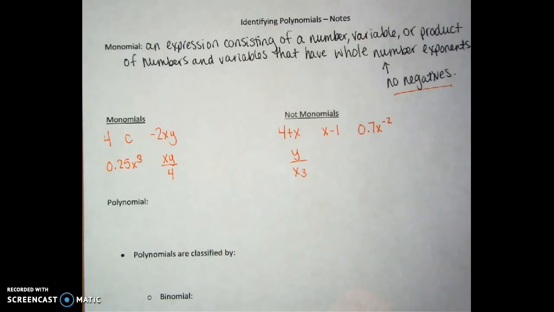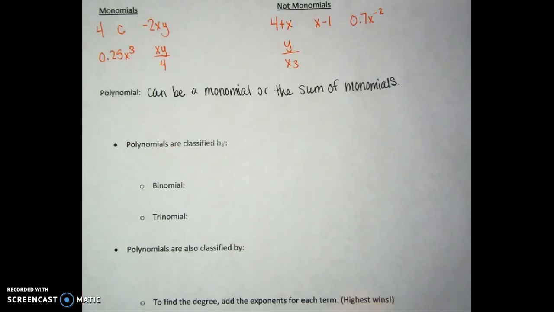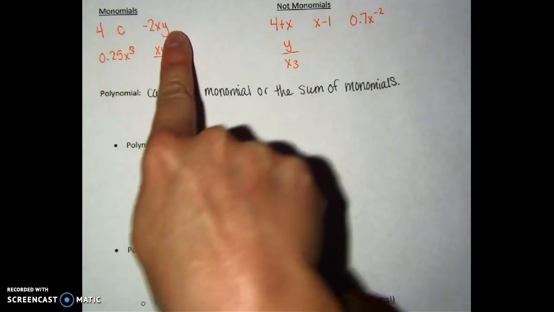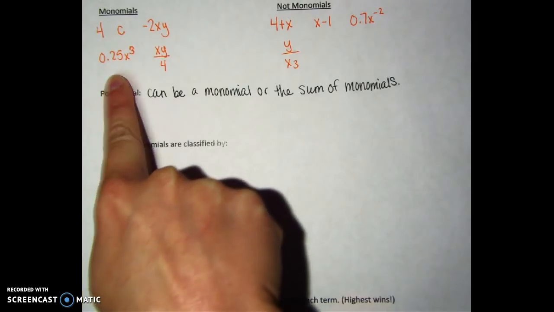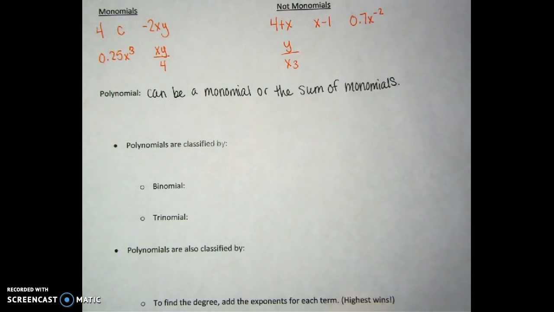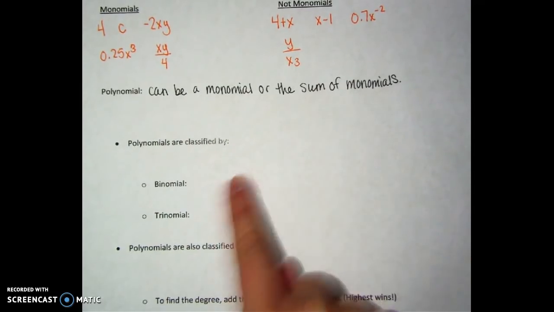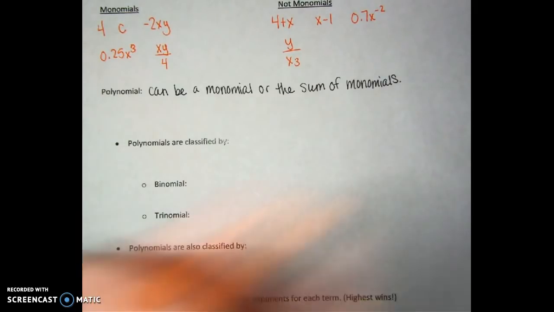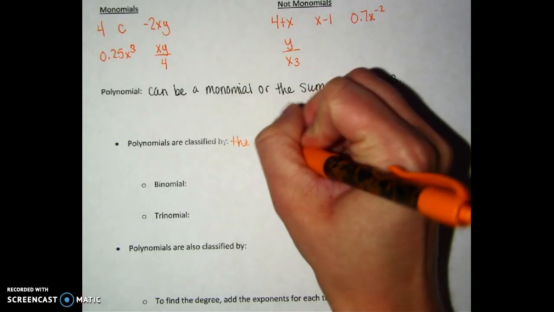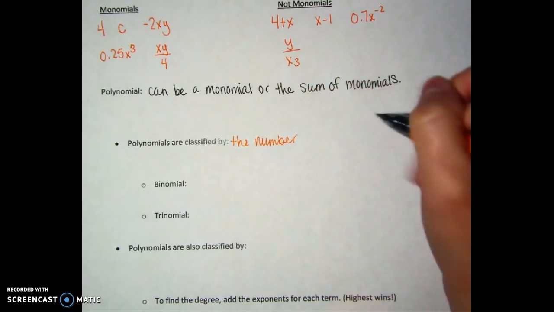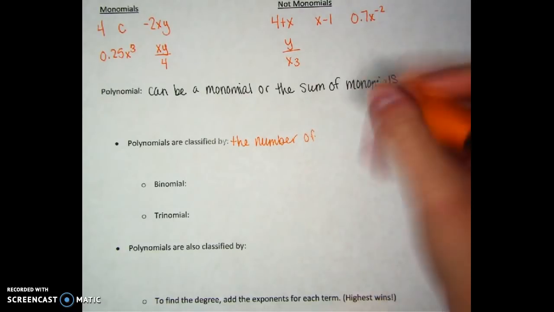I think we're good with examples. Now let's see what a polynomial is. Okay, so a polynomial can be a monomial or the sum of monomials. So it could have just one term like up here, or it could have many of these. It could be 4 plus c minus 2xy plus 0.25x to the third minus xy over 4. That could be one whole polynomial. Okay, so they can be either one or a bunch of them, and polynomials are classified by the number of terms they contain, or number of terms they have.